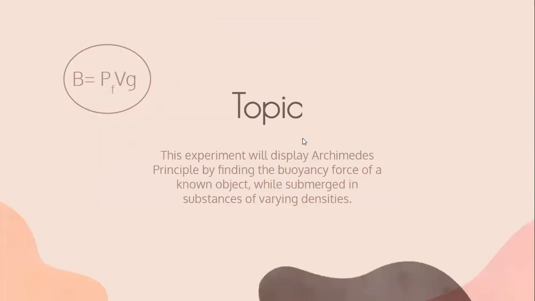So for our experiment, we're interested in observing Archimedes' principle: an object that is submerged in water and the resulting buoyancy force. We are going to be looking at an object of a known density submerged in various substances of varying densities. And of course, the equation that we will be using is the buoyancy force equation, which has to do with the fluid density, the volume, and the gravitational force.